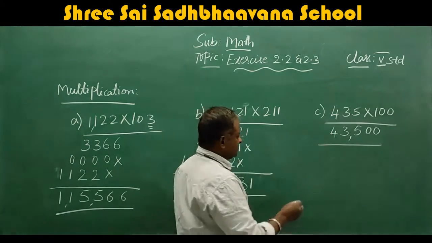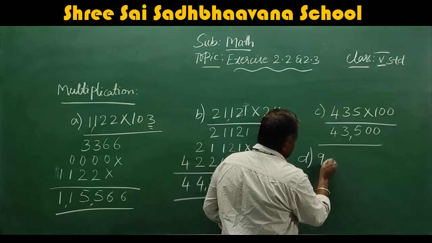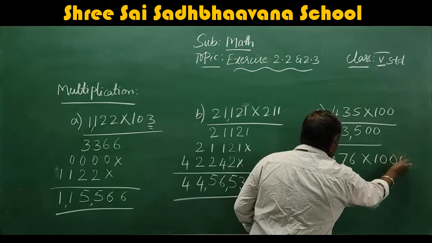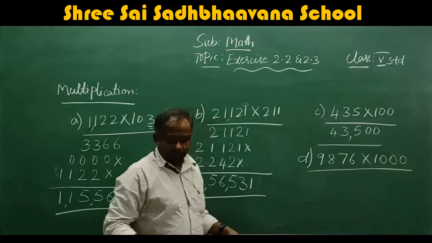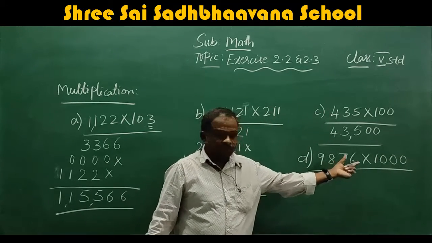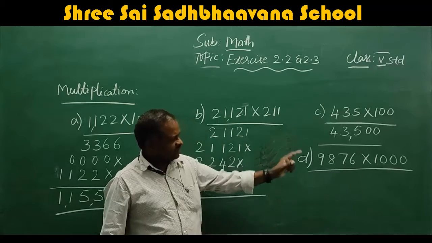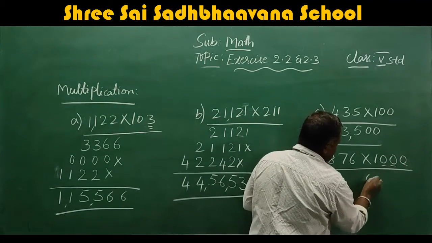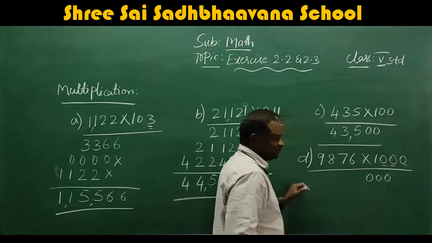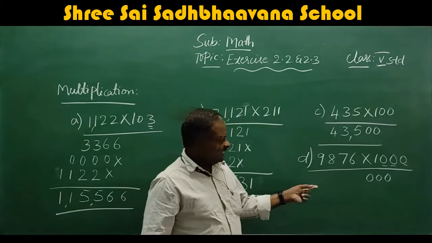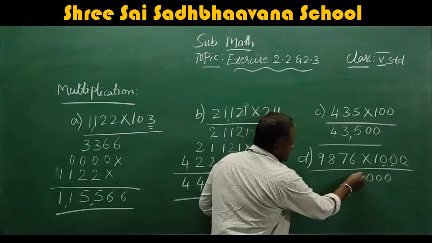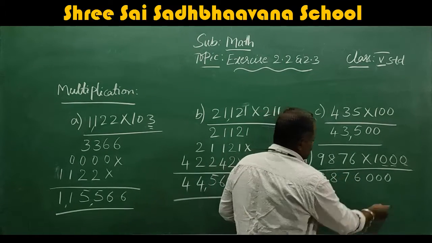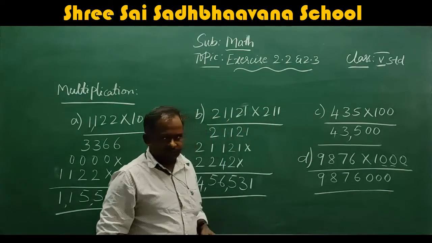Next problem is D. It is also very simple. 9876 into 1000. They have given 9,876 into 1000. In the same way, simple method. How do you do it? Write down these 3 zeros: 1, 2, 3. How many zeros? 3 zeros. Next multiply by 1. 1 sixes are 6, 1 sevens are 7, 1 eights are 8, 1 nines are 9. So this is the answer you have got.